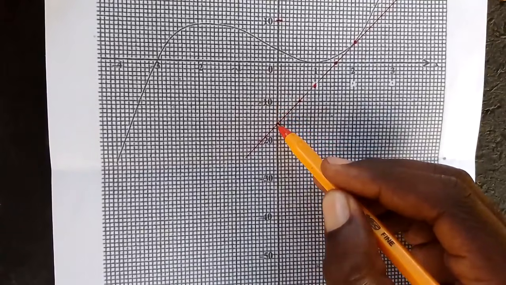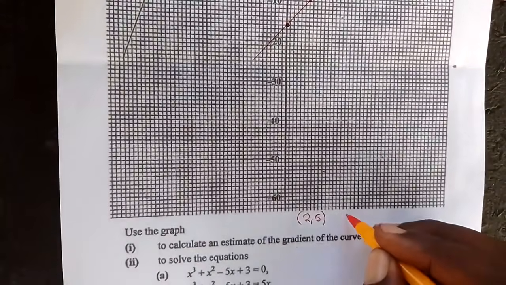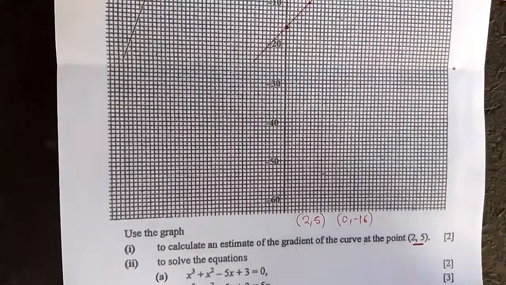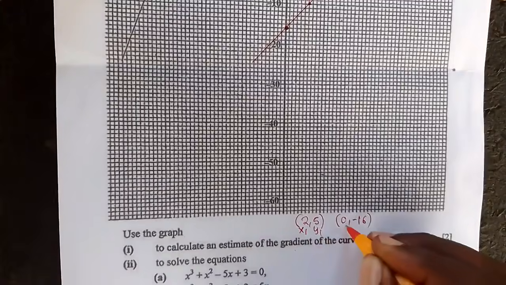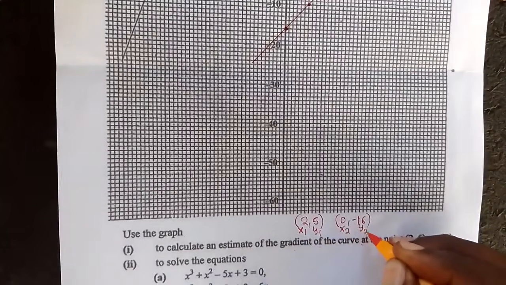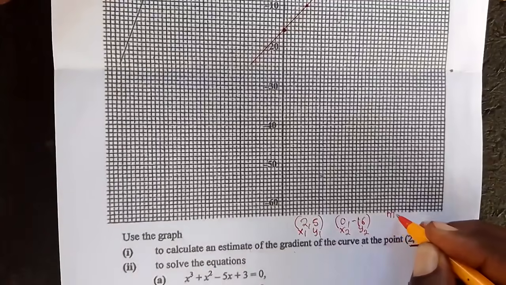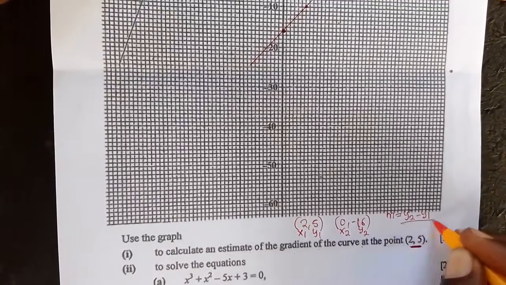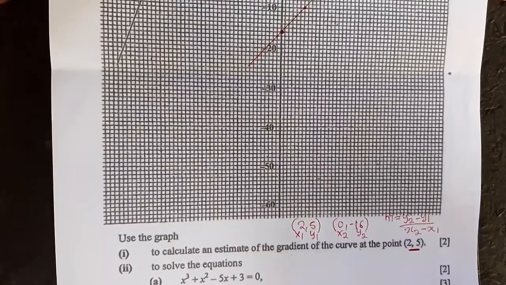Have you seen? So this is 0, negative 16. That's a point now. So these are two coordinates: x1, y1, x2, y2. What's the formula for the gradient? The formula for gradient is equal to y2 minus y1 over x2 minus x1. This is the gradient.